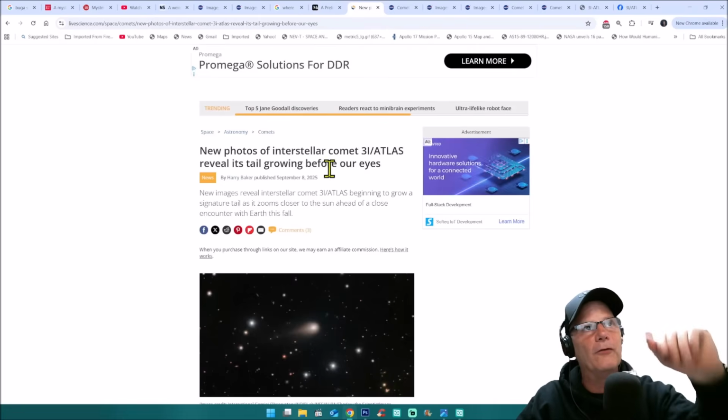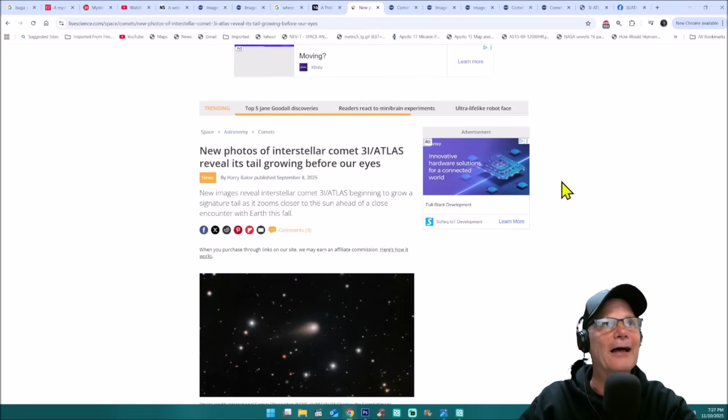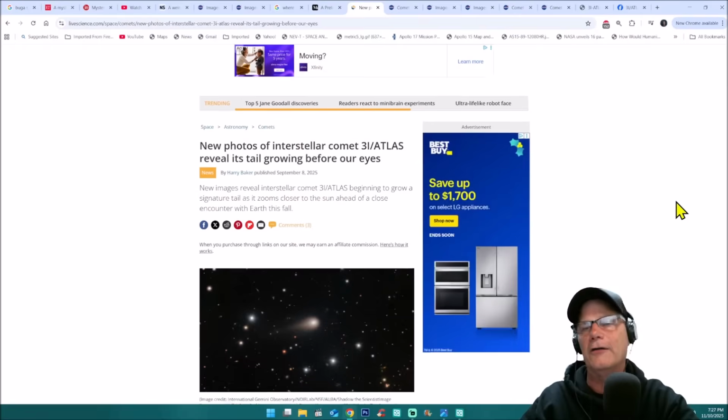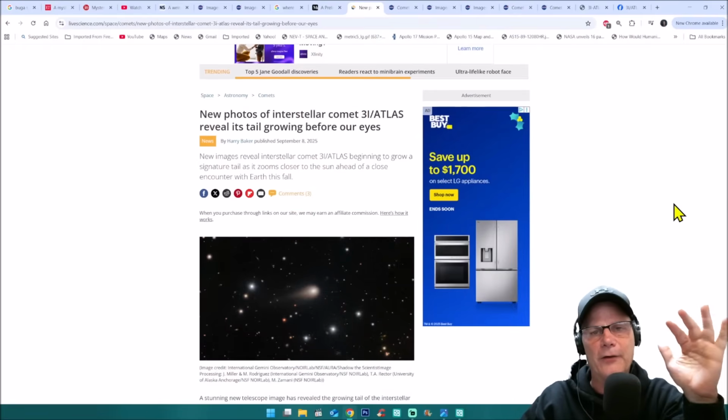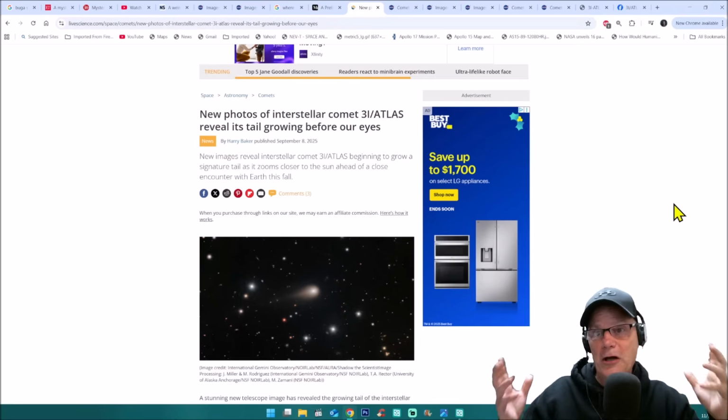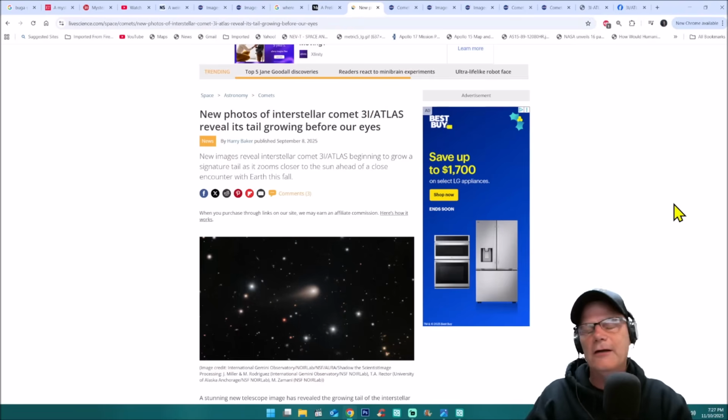Of course, this is talking about the new photo of interstellar comet 3I Atlas revealing its tail growing before our eyes. This is what kind of ticked me off. Every time I've seen a video of 3I Atlas, it's getting bigger. Oh my God, it's changing direction. Listen, stop. First of all, they tricked you into thinking, oh my God, this thing's actually getting larger.